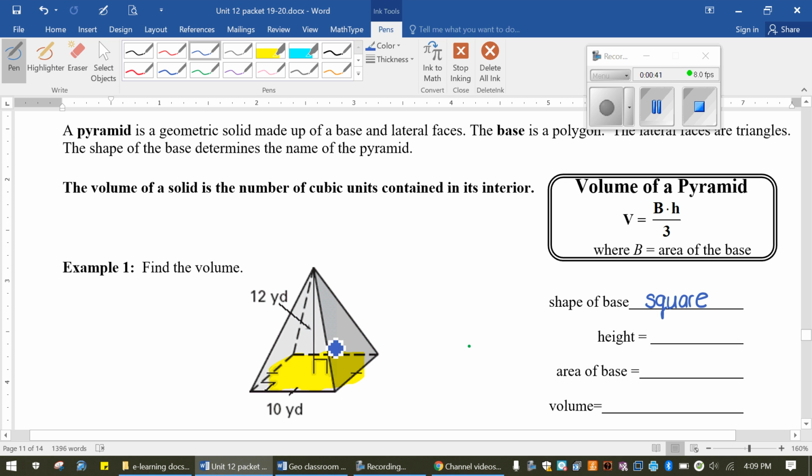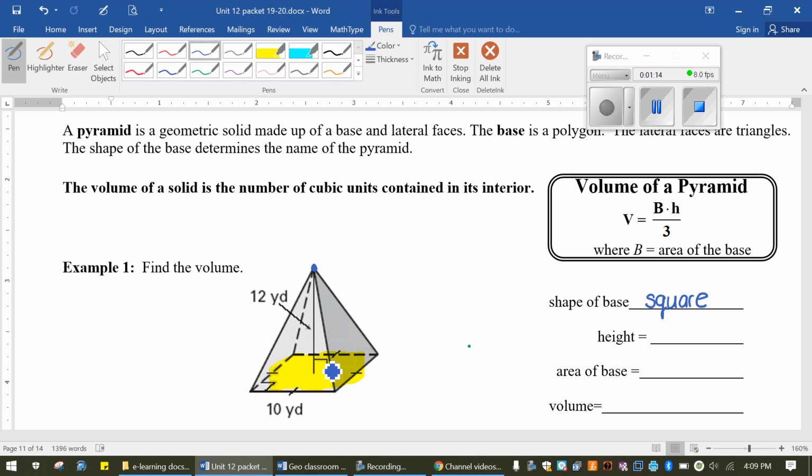All the faces, all the other pieces of this figure are triangles, and they all come together to a point on the top. So when you see that point at the top, that tells you this is going to be a pyramid. When we did cones, we had a circular base that came up to a point. Now we have something that's not a circle but a polygon, so it's going to be either a square or, in example number 3, a triangle. So these are called pyramids.